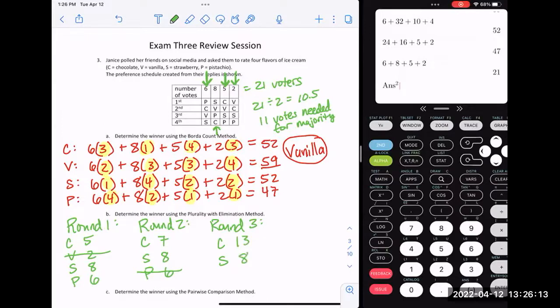So does someone have a majority? By the time you get it down to 2, someone always should, unless it's a tie. So in this case, yes, chocolate has 13, which is more than the 11 needed. So all is right with the world, chocolate wins. Any questions on this method?